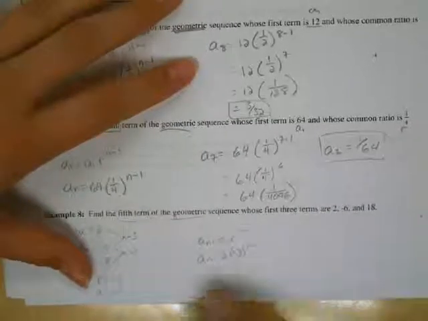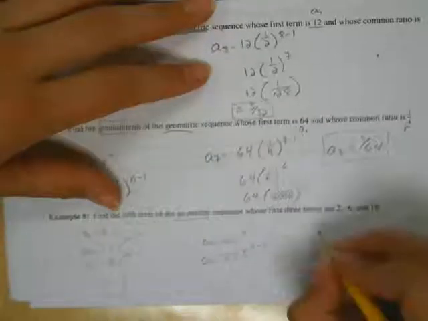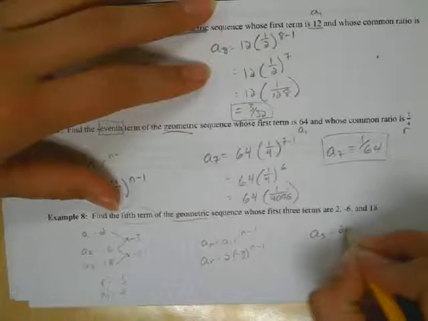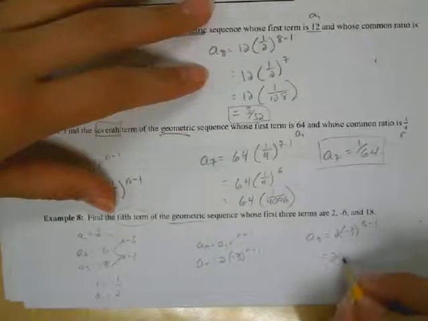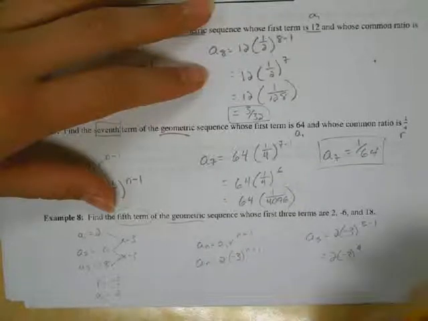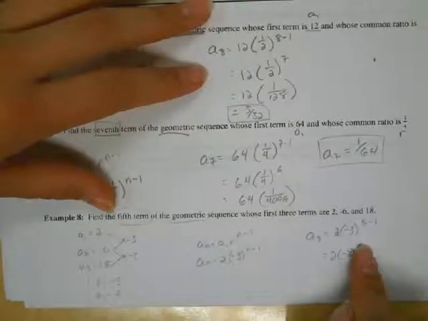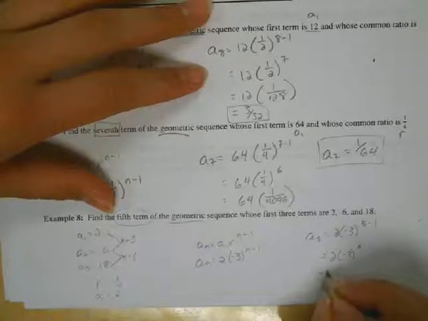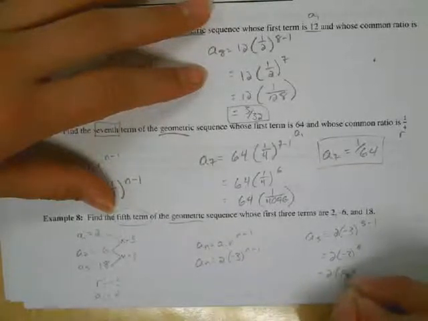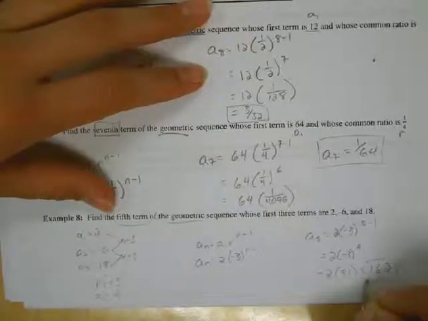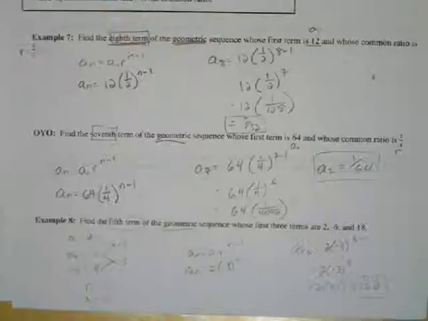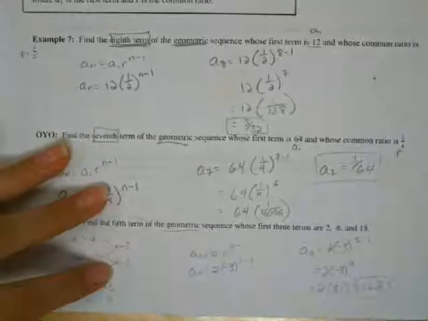Okay, so there's my formula, and they want the 5th term. So A sub 5 is 2 times -3 to the 5 minus 1, which is 2 times -3 to the 4th power. -3 to the 4th power is positive 81. So 2 times 81 is going to be 162. So the fifth one is 162. The big part is just figuring out what that common ratio is, which shouldn't be a big deal.